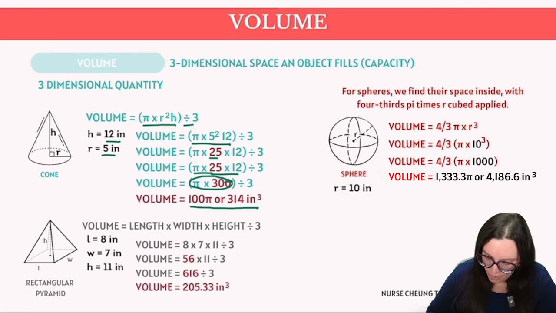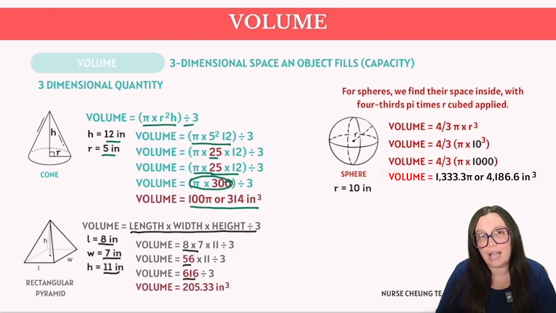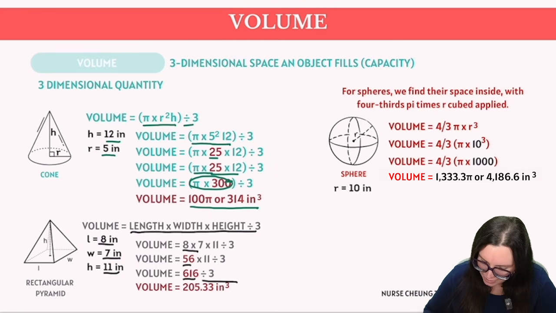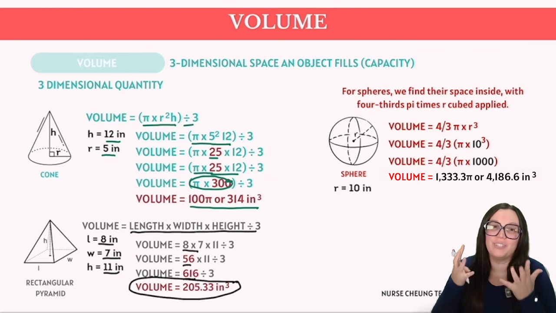So taking a look at our equation, we have volume is equal to length times width times height divided by 3. We have a length of 8, a width of 7, and a height of 11. So we're just going to plug in our numbers. 8 times 7 is equal to 56, times 11 is equal to 616, and then we're just going to divide that overall outcome by 3, which is going to give us a total volume of 205.33 inches cubed.